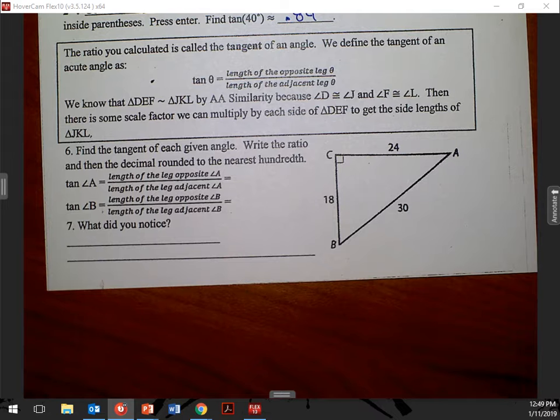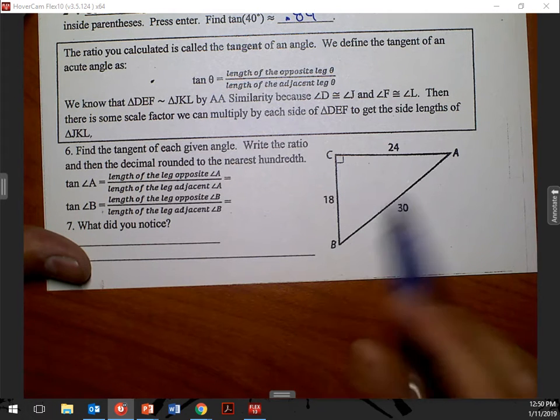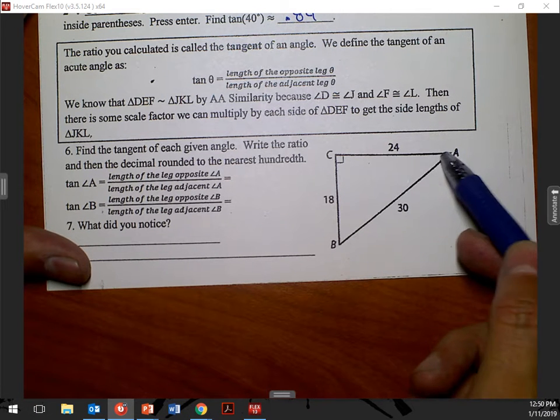Find the tangent of each given angle. Write the ratio, then the decimal, rounded to the nearest hundredth. Okay, so tangent of A. What is my reference angle? Say A. A is the reference angle. So, let's take a look. From A, opposite is going to be which one?